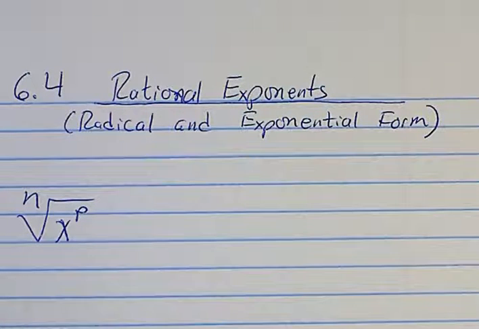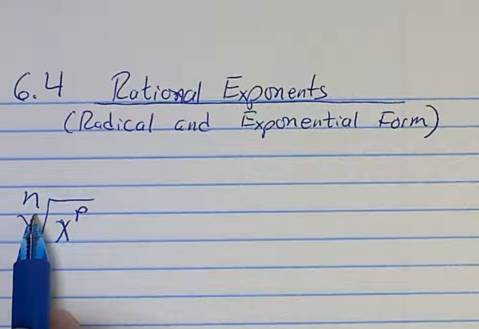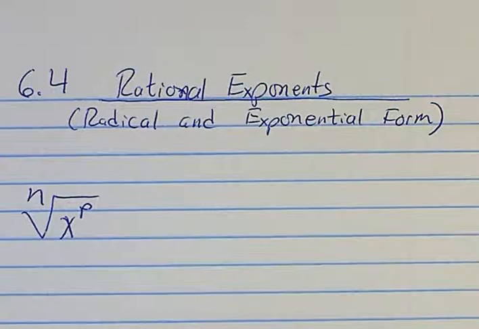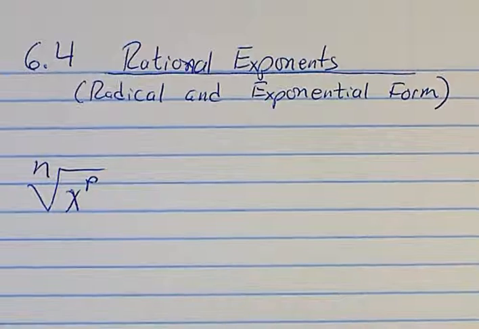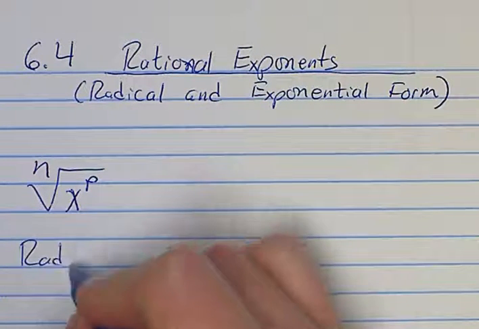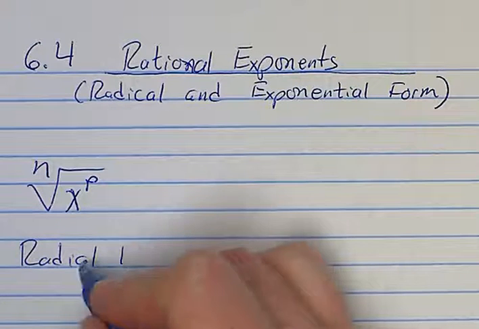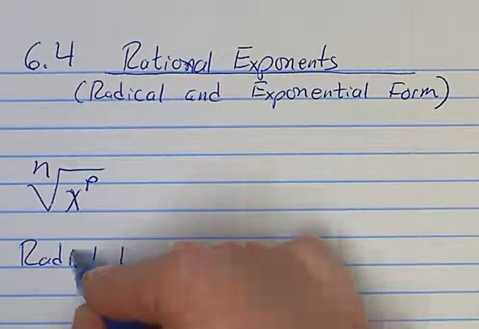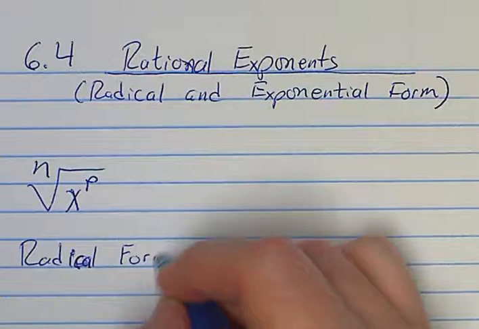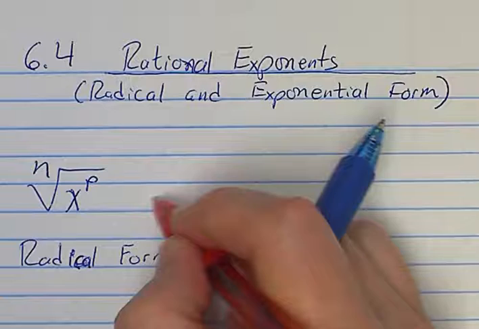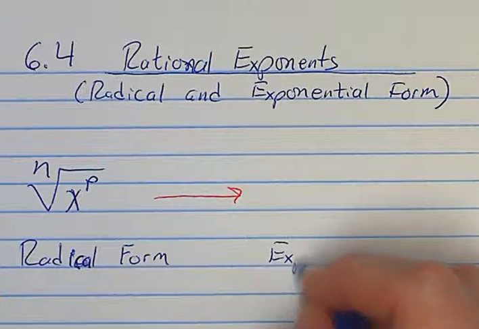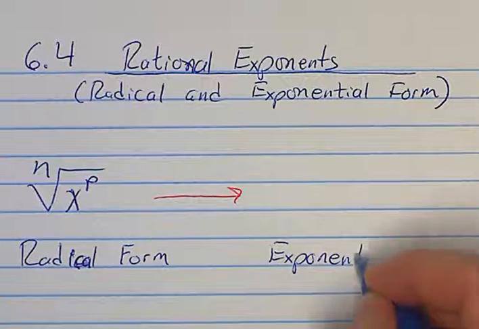Okay, so when we're doing this one, in radical form, we had n was the index. Of course, p was the power we were doing. And now we've actually done this, but we didn't actually call it this when we were doing this. When we had to simplify some of these, this would be radical form. And they're going to ask you to rewrite it from radical form to exponential form. And vice versa. Sometimes we're going to go from exponential back to radical.